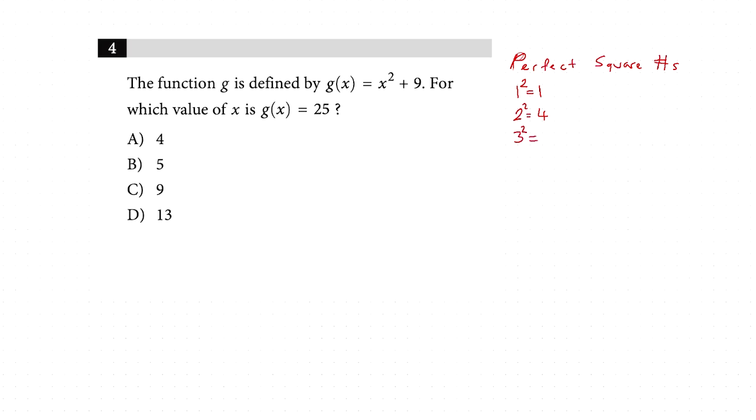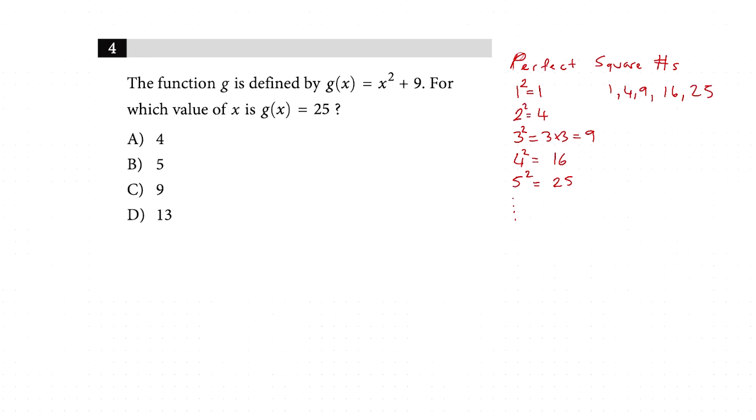3 squared, don't make the mistake, is not 3 times 2. It is 3 times 3, which is 9. 4 squared is going to be 16 because 4 times 4. 5 squared is going to be 25. These just go to infinity. How many perfect square numbers are there? We cannot count them; there are infinitely many. But the ones you should know are 1, 4, 9, 16 and 25.